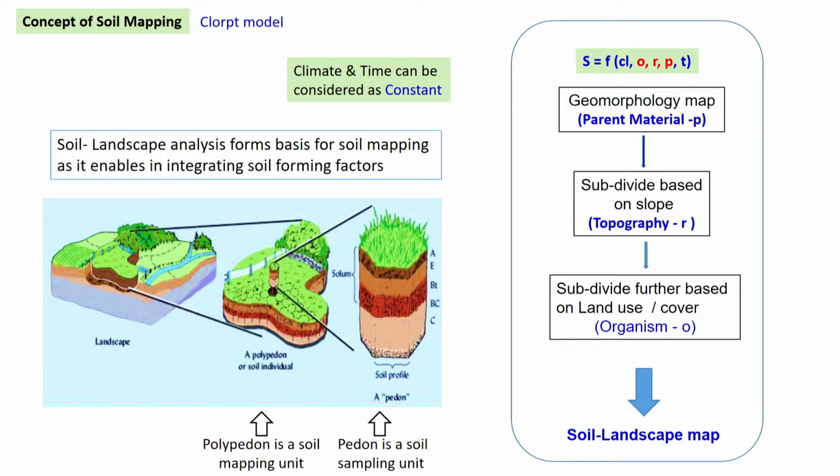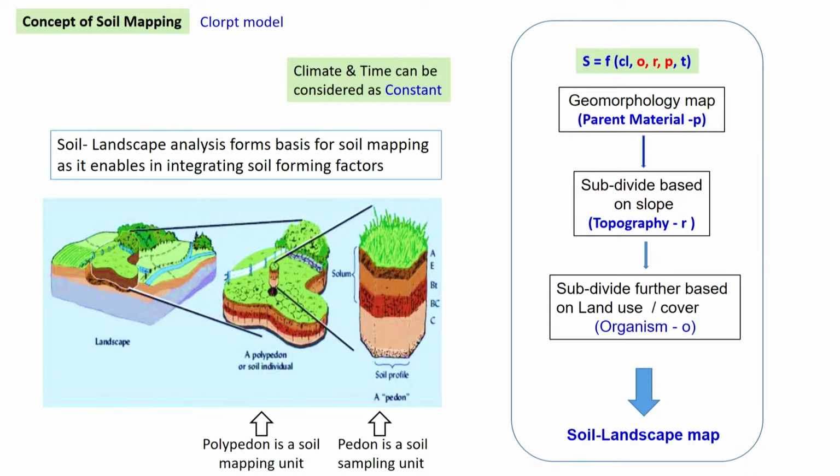So that's why I am saying here that climate and time can be considered as a constant. And what we do in soil mapping, we call it the soil landscape analysis map. And here we apply these soil forming factors. We go for the visual interpretation of satellite data, and first we interpret the geomorphology map to prepare the parent material map.